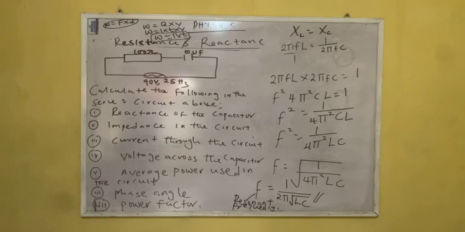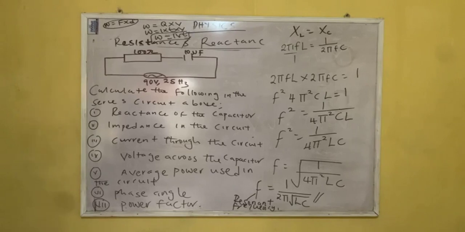Question number 1. Let's read the question. The question is on the board already. Calculate the following in the series circuit above. 1. Reactance of the capacitor. Okay, that one is quite straightforward. Number 2, they said impedance in the circuit. Number 3, current. Okay, we are looking for the current.